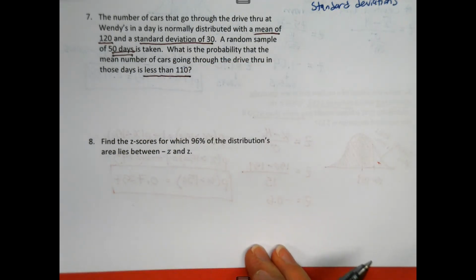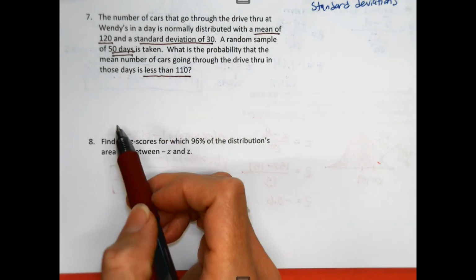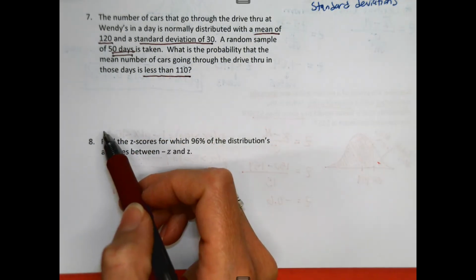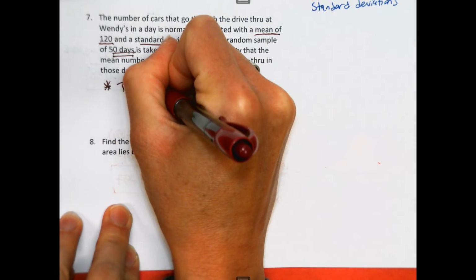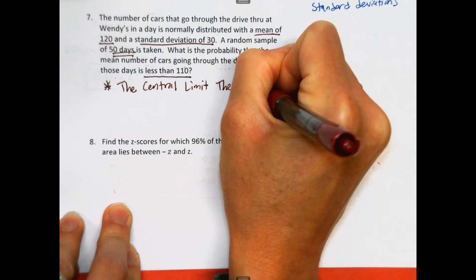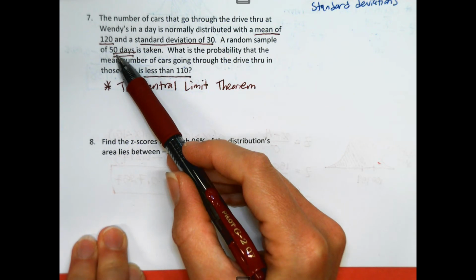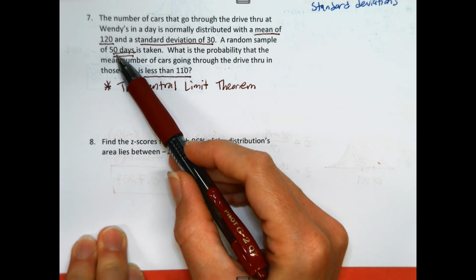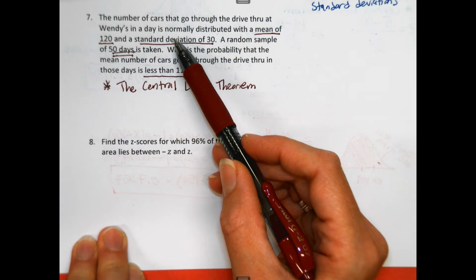Since we are dealing with a random sample of 50 days, and we want to figure out what the mean number of cars going through the drive-thru would be, we know that we need to apply the central limit theorem. Since our sample size is 50, that's greater than 30, so the central limit theorem will apply. In addition, it told us that our original population is also normally distributed. So we also know that the central limit theorem will apply here.